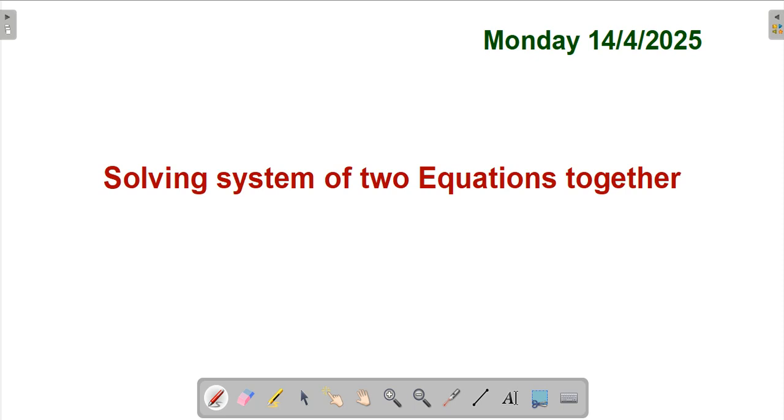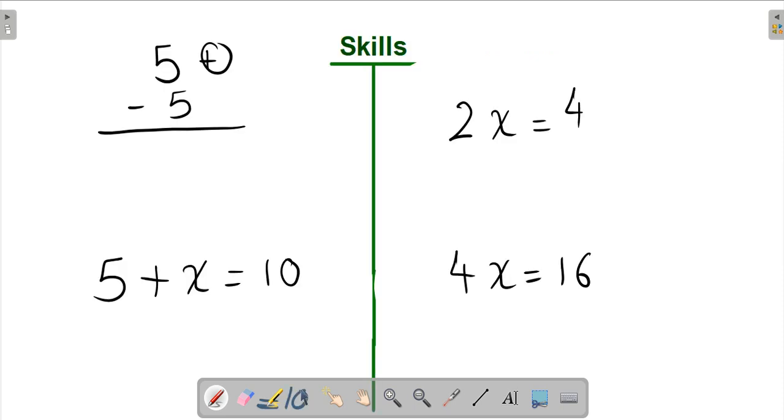Today we're gonna explain again how to get two variables and solve two equations together. But first we need to know some skills.